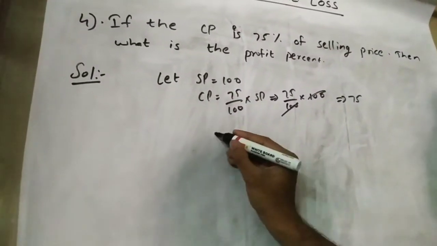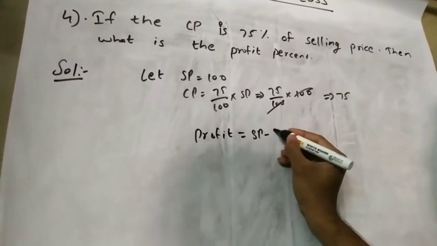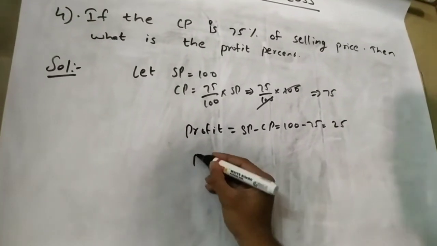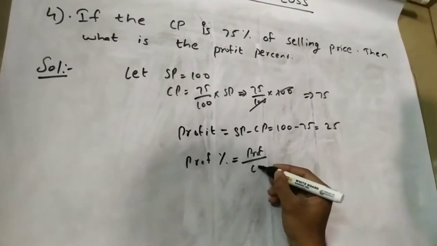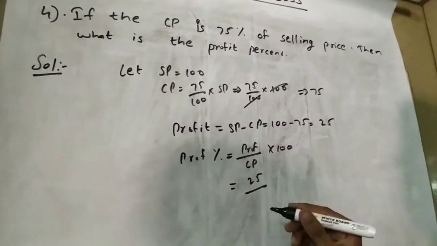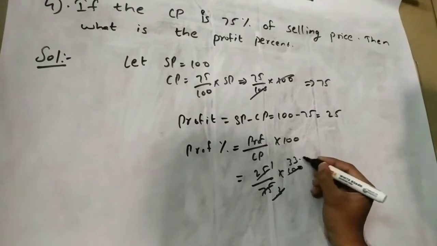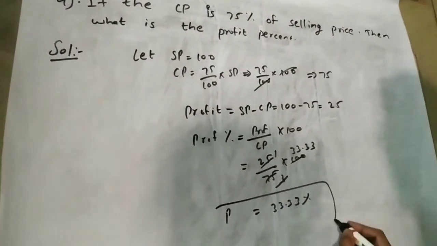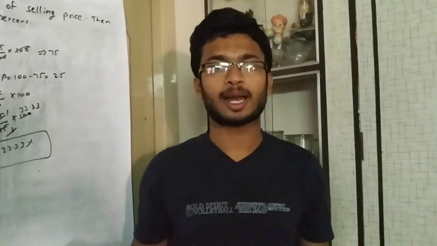He is asking about profit percent. So first of all we should find profit, SP minus CP, that is equal to 100 minus 75, that is equal to 25. Profit percent is equal to profit by CP into 100. Profit is 25 by cost price is 75 into 100. 25 ones, 25 threes, 33.33. So the profit percent is 33.33%.